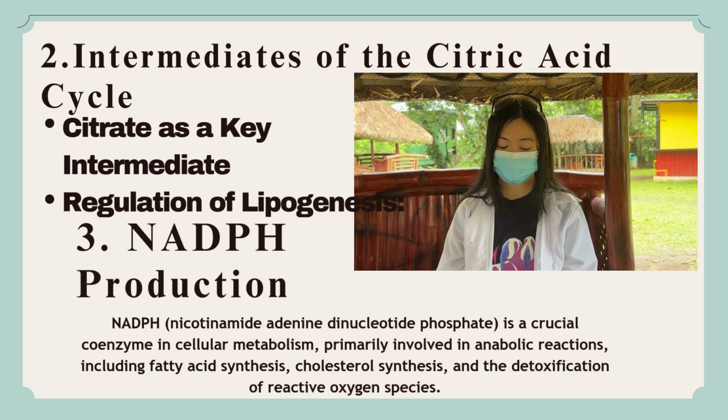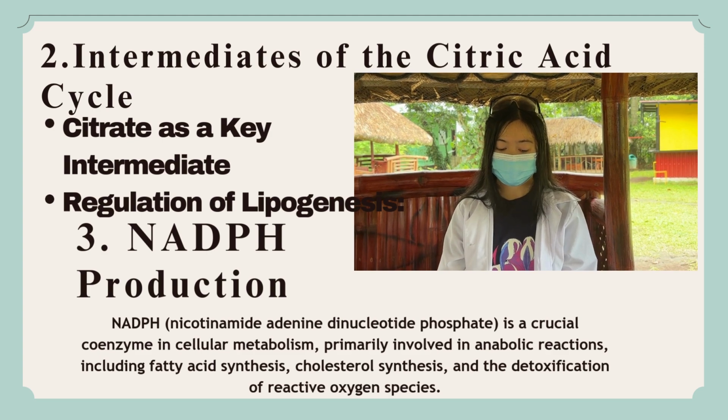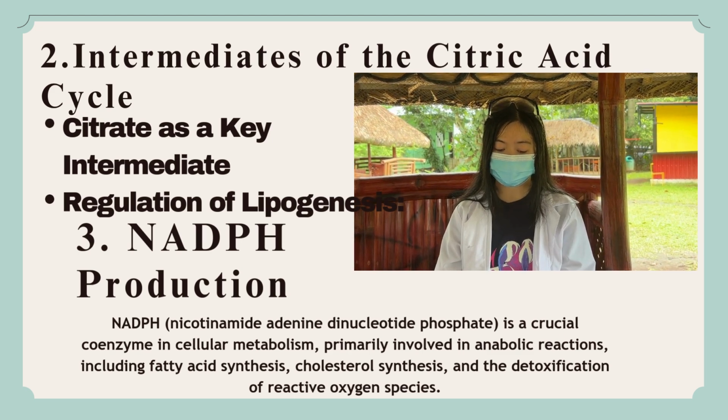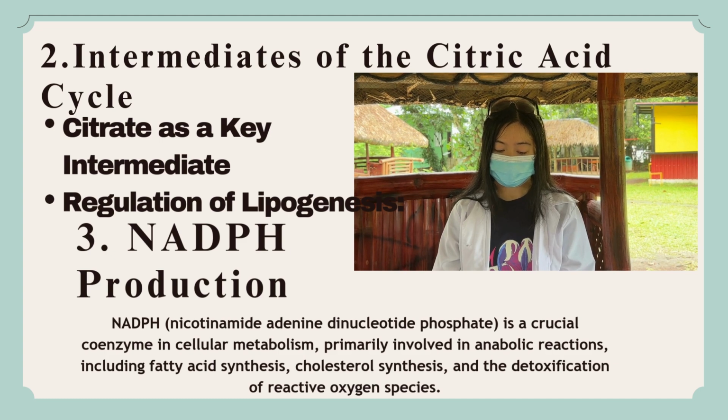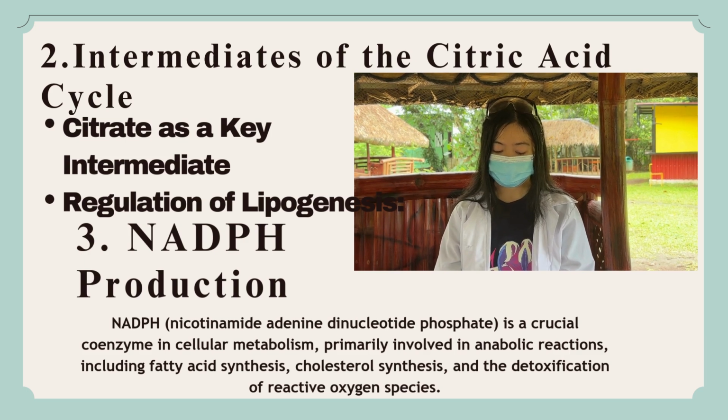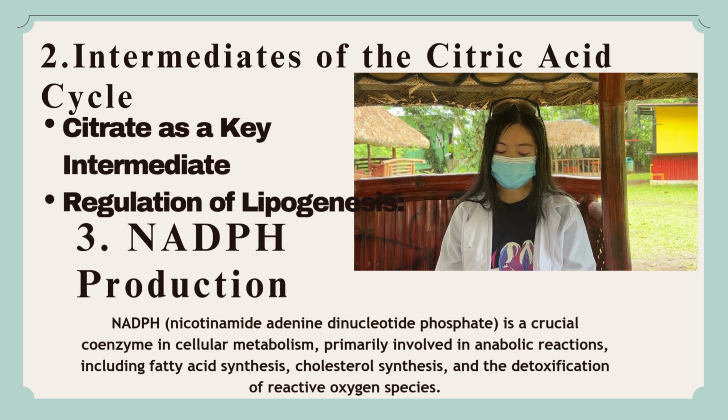Number 3. NADPH production. Source of reducing power. Lipogenesis requires reducing equivalents in the form of NADPH. The conversion of citrate to acetyl-CoA generates oxaloacetate, which can be converted to malate and then to pyruvate, producing NADPH in the process. Malic enzyme. The malic enzyme catalyzes the conversion of malate to pyruvate, generating NADPH, which is essential for fatty acid synthesis.